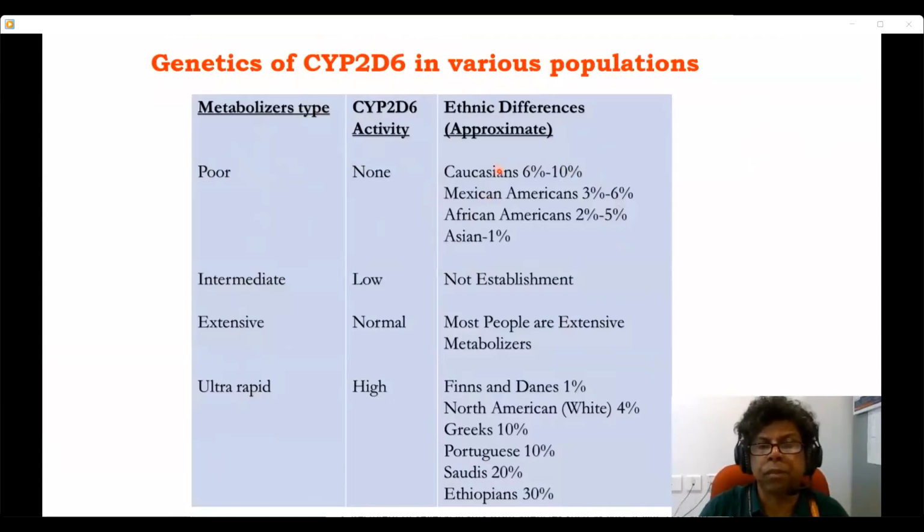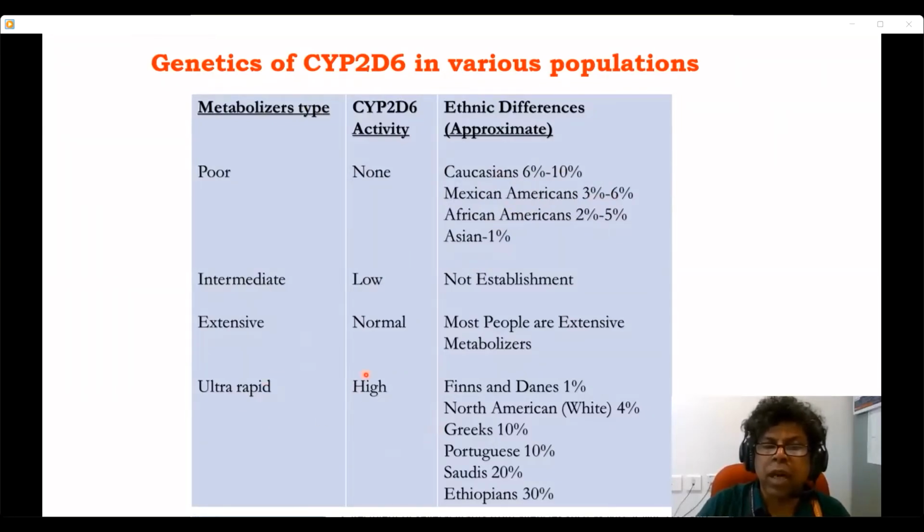For example, Caucasians have 6 to 10% SNPs of poor metabolizer phenotype. Mexican Americans 3 to 6%. African Americans 2 to 5%. Asians are 1%.